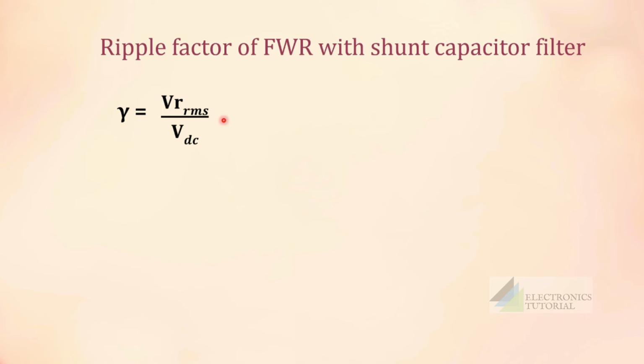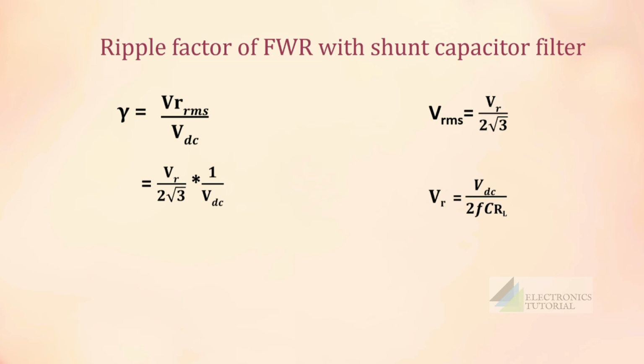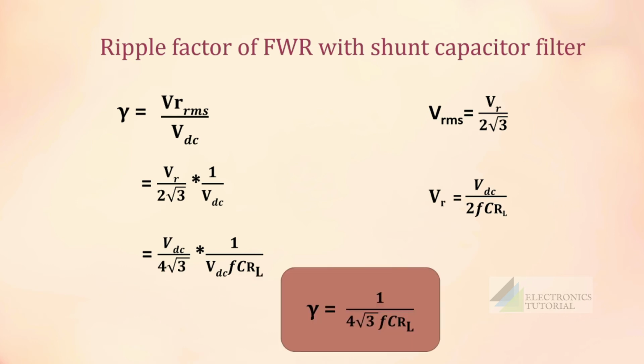As explained with the rectifier circuits, the ripple factor can be explained as the ratio of the RMS value of the ripples to the DC value. We started our explanation with this equation, that is, the RMS value of a triangular wave is Vr by 2 root 3. So in this position, the RMS value of ripples can be replaced as Vr by 2 root 3. In the position of Vr, we can write VDC by 2FCRL. Similar terms will cancel each other and we'll be getting the ripple factor as 1 by 4 root 3 FCRL.